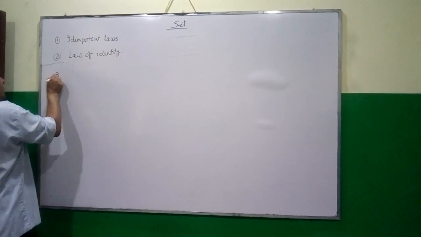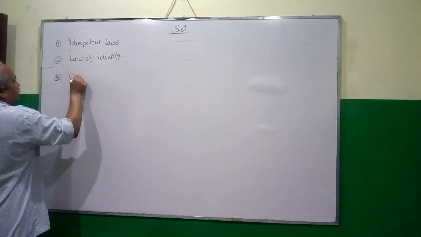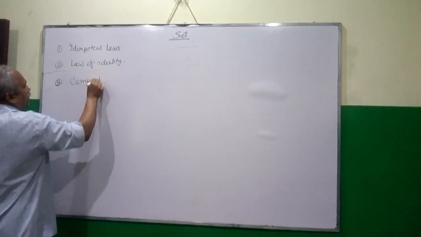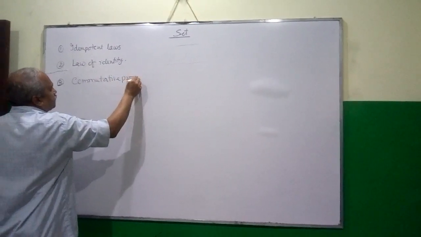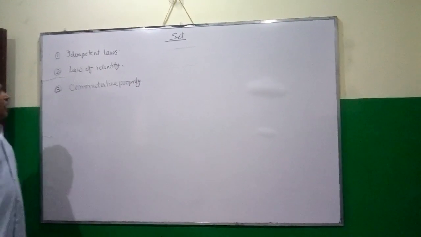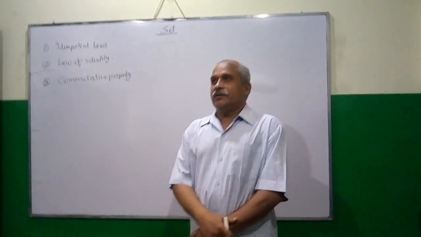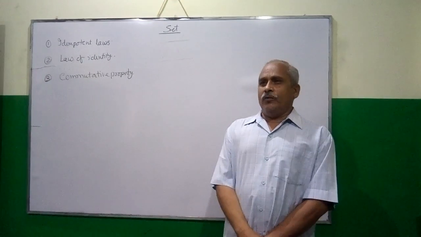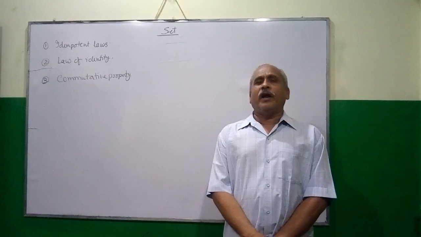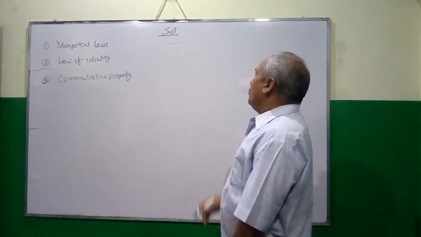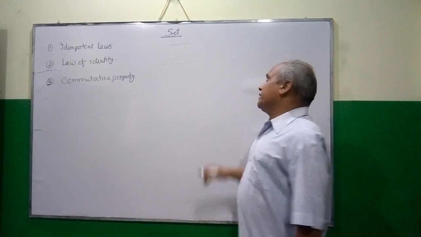Third, we will discuss the commutative property. Commutative property. In previous classes, I hope perhaps from class 6, 7 or even earlier, we did the commutative property of addition and multiplication.